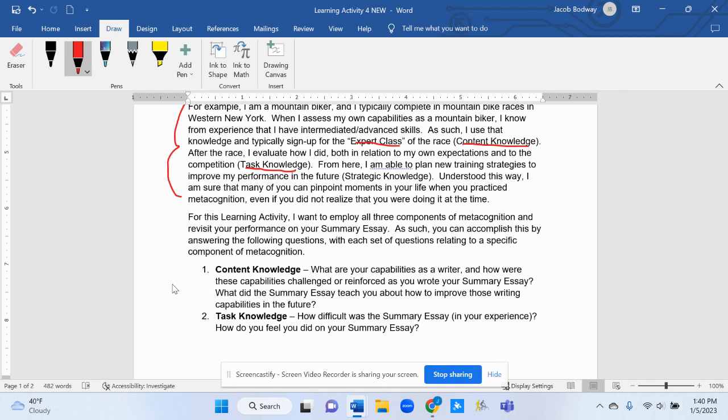So, for this learning activity, I want you to employ all three components of metacognition and revisit your performance on the summary essay. Okay, so use content knowledge. What were your capabilities as a writer? And how are those capabilities challenged or reinforced as you wrote the summary essay? What did your summary essay teach you about how to improve on those writing capabilities?